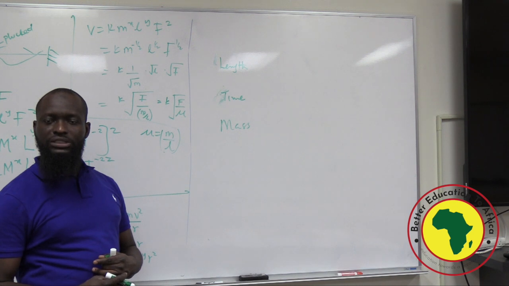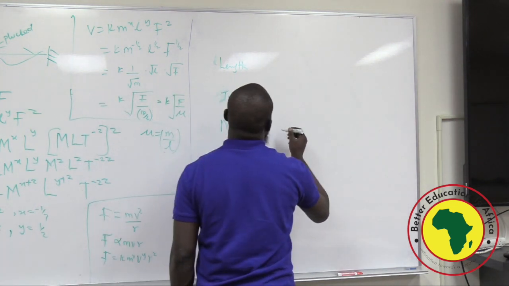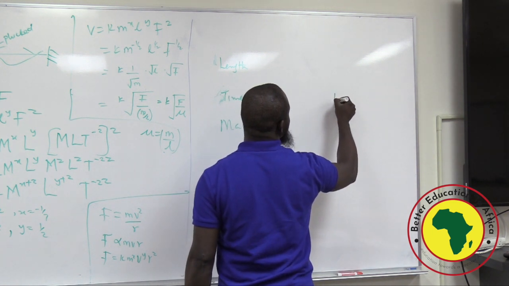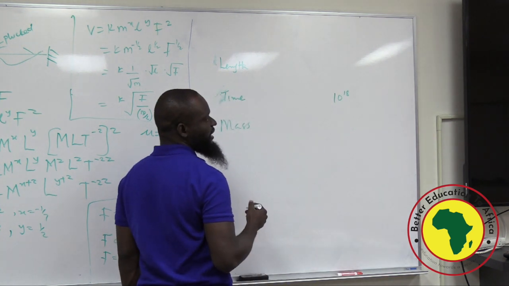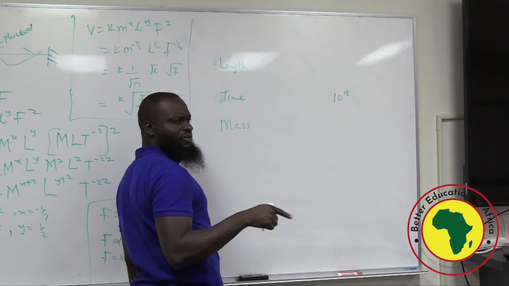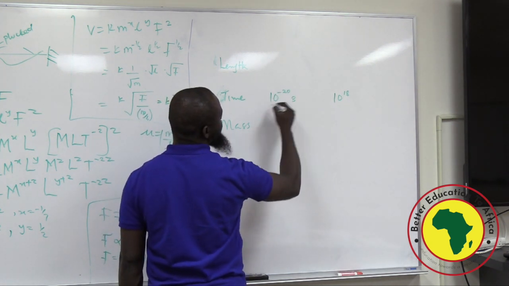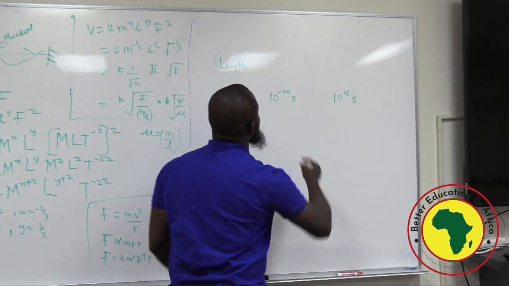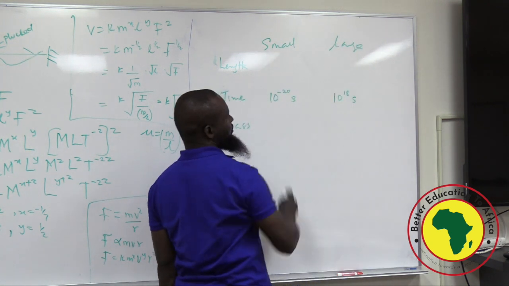Large time scale would be like the age of the universe. The age of the universe is around 10 to the 18 seconds. And the time of the vibrations of the nucleus is about 10 to the minus 20 seconds. So between 10 to the minus 20 seconds and 10 to the 18 seconds. Small, large. This is for the universe, this is for the nucleus.